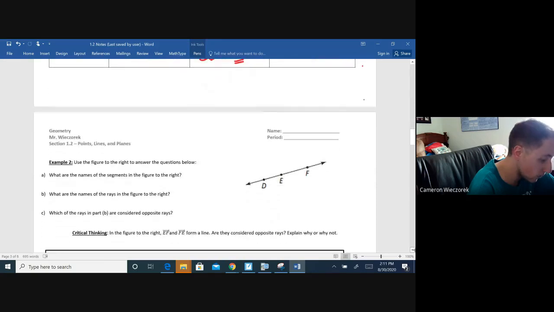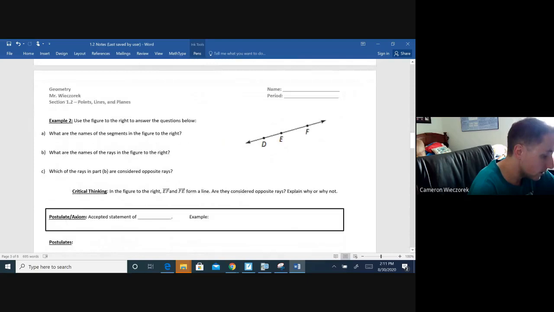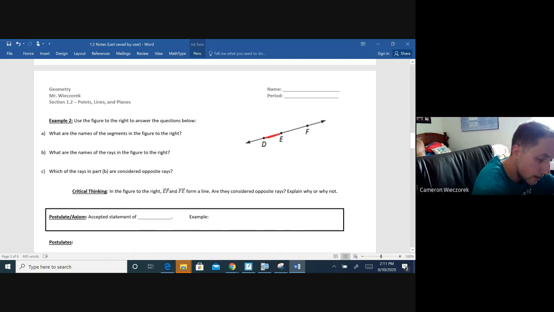And so example 2, here's a diagram. Use the figure to the right to answer the questions below. So we've got a line that has 3 points on it. First thing they want to know, what are the names of the segments in the figure to the right? So remember, segments means distinct starting point, distinct stopping point. So I see a segment from D to E. So I'll call that one DE.